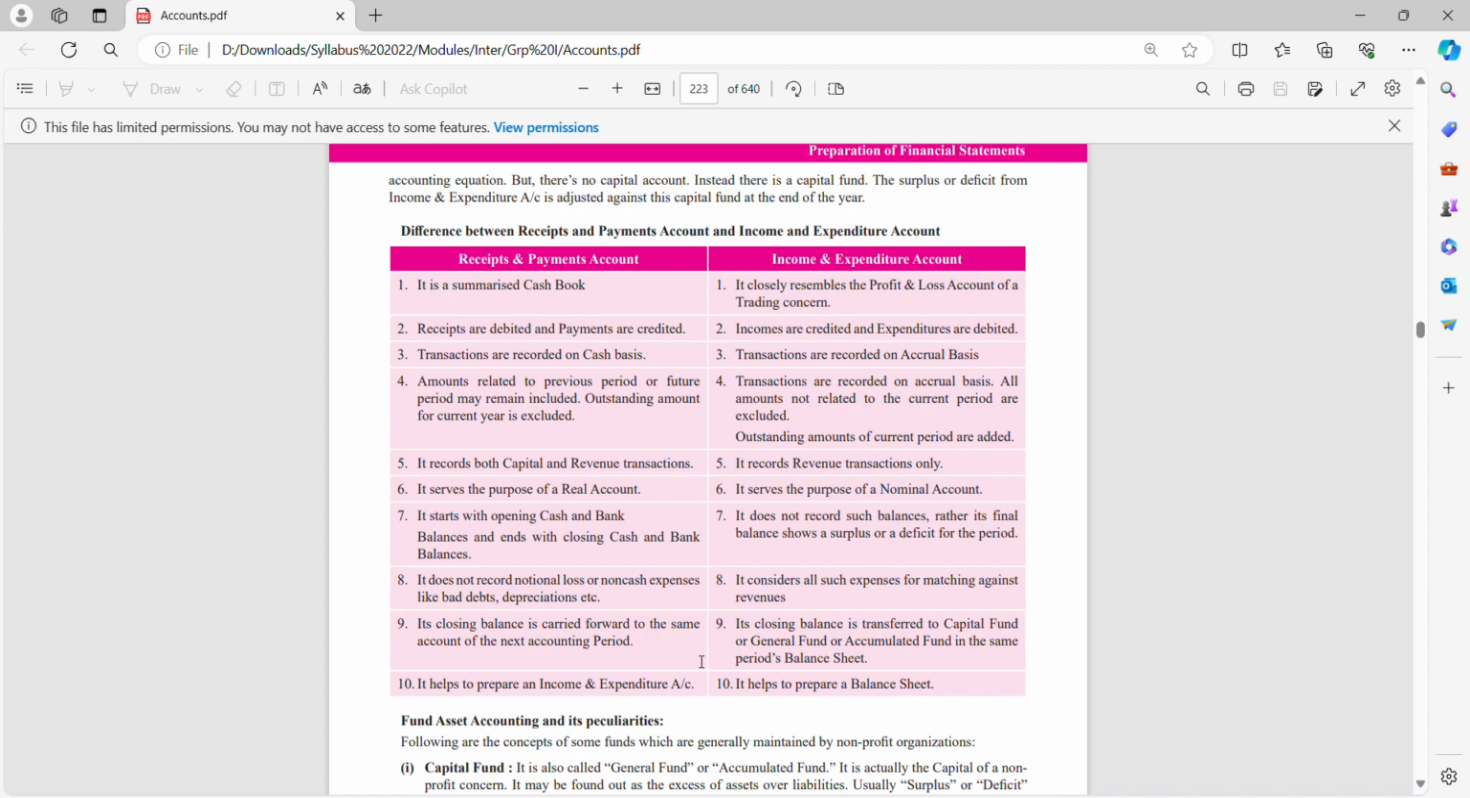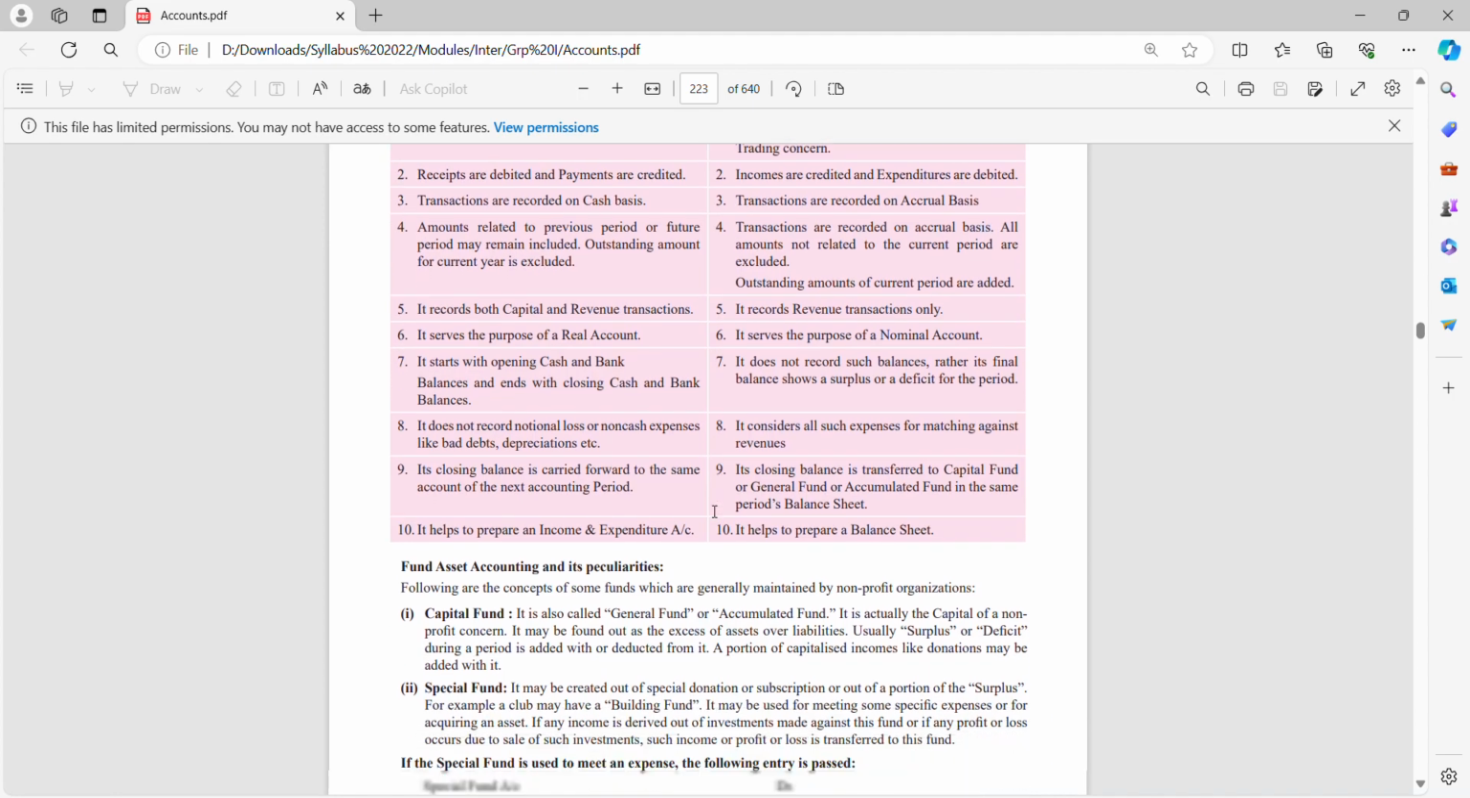Its closing balance is carried forward to the same account of the next accounting period. Its closing balance is transferred to capital fund or general fund or accumulated fund in the same period's balance sheet. It helps to prepare an income and expenditure account, and it helps to prepare the balance sheet. So the second step is income and expenditure, and the third step is balance sheet. That was the difference between receipts and payment and income and expenditure. Very easy but very important answer from exam point of view.